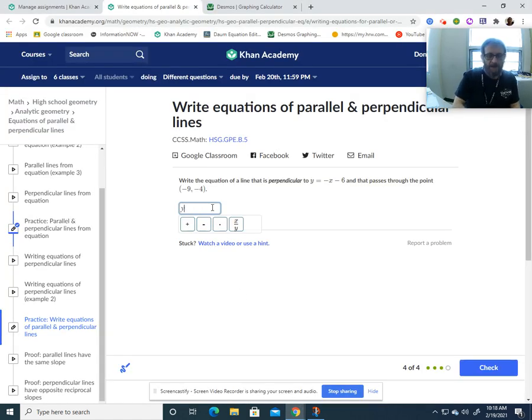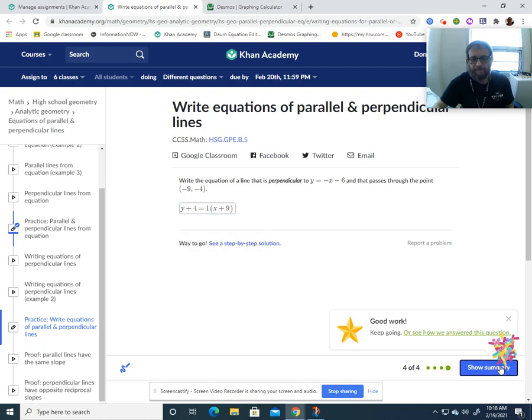So y plus 4 equals 1 times x plus 9. Let's see if it takes it. Looky there.